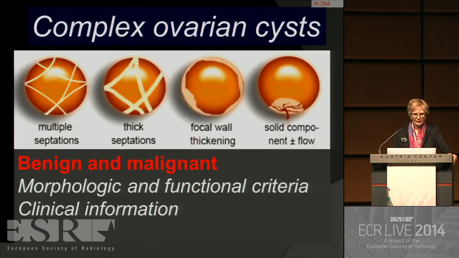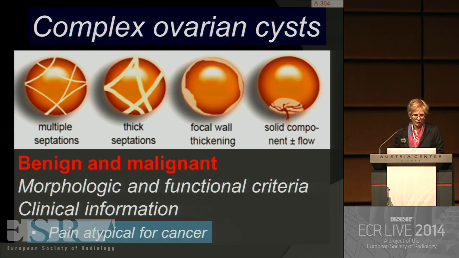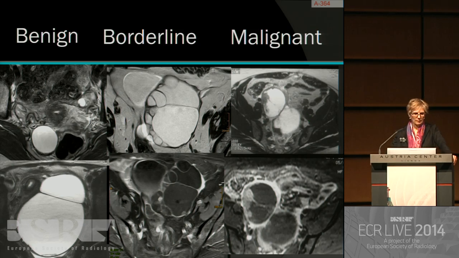Now, let us move to the complex ovarian lesions. Here we have an overlap of both benign and malignant lesions, and in imaging we have to use morphologic as well as functional criteria and clinical information. What's important from a clinical point of view is that pain is atypical for cancer. What we look for are septations, thickness of septations, wall thickening, or solid aspects in a tumor. These are the findings we have used for almost 2 decades.